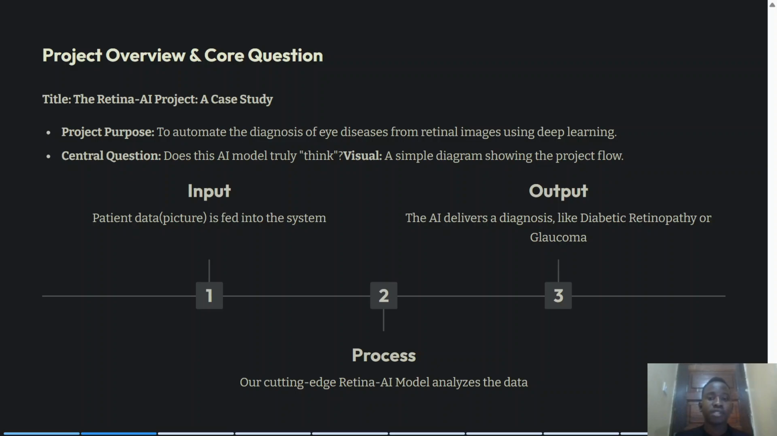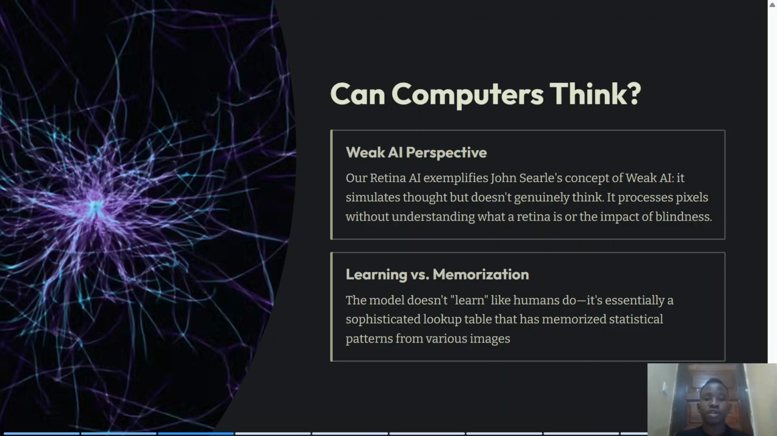This diagram shows the project flow. We have the input, where the patient data or the picture of the disease is fed into the system. Then the process, where our cutting-edge AI, Retina AI, analyzes the data. Then it outputs the information by delivering the diagnosis. For example, it will tell you this eye defect is retinopathy or it is glaucoma, among others. So the question is now, can computers think? This is the question we want to answer.